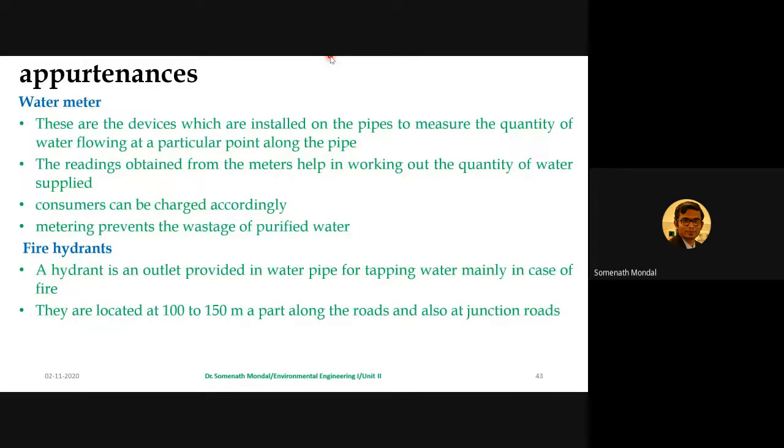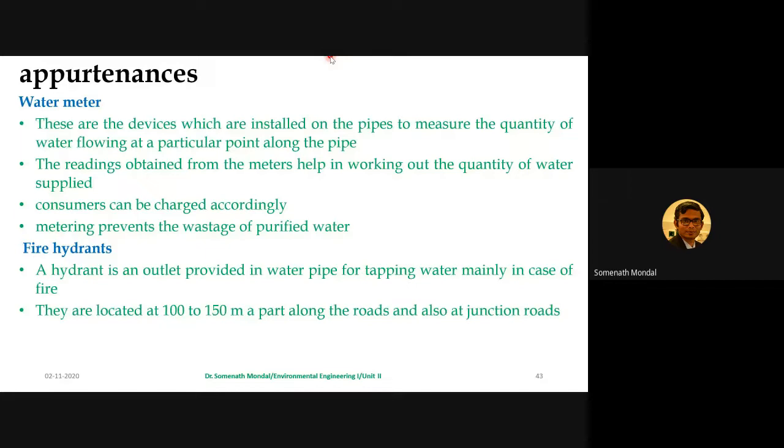Now I'll be talking about two most important appurtenances, that is water meter and fire hydrants. So water meters, these are the devices which are installed on the pipes to measure the quantity of water flowing at a particular point along the pipe. So it basically gives us an idea about the total consumption of water through that particular point.